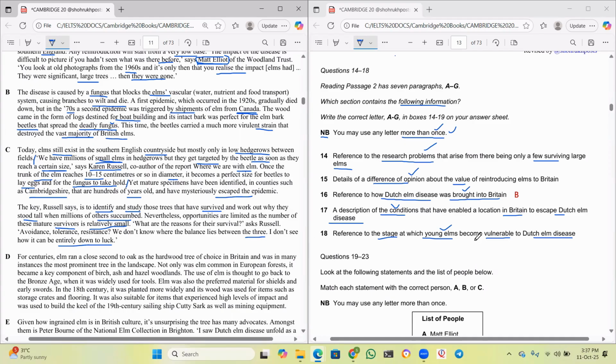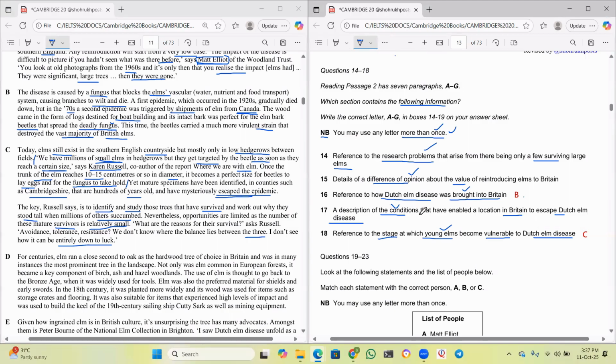So I think the 18th one is exactly matching with C, right? So my answer for 18 would be C here. And he also spoke about escaping, right? In countries such as Cambridgeshire, they have mysteriously escaped the epidemic. We have read something about escaping, right?